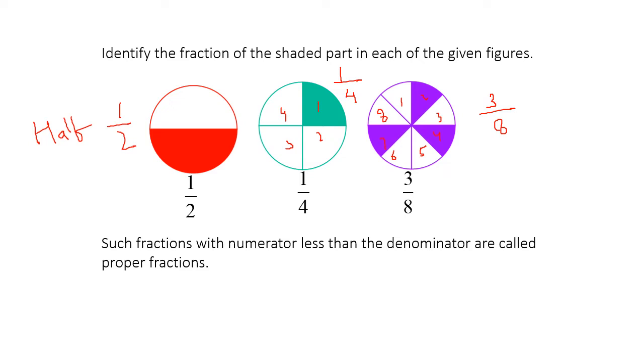Such fractions in which the numerator is less than the denominator are called proper fractions. So what is the definition of a proper fraction? The value of the numerator is always less than the denominator. So these are all examples of proper fractions.